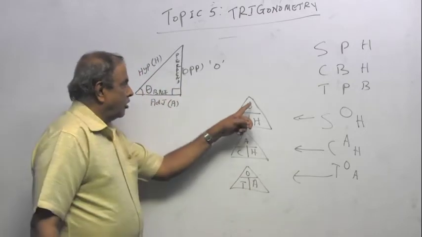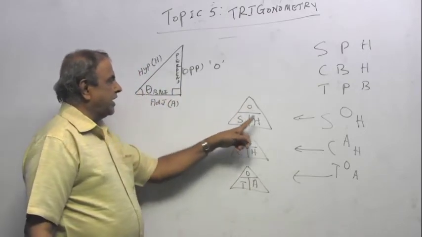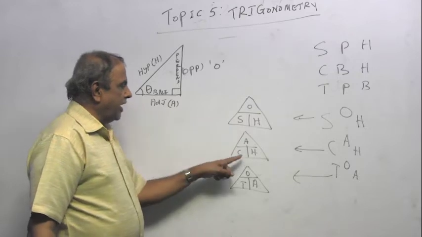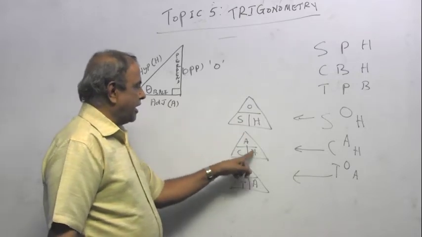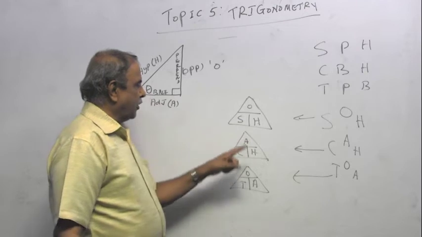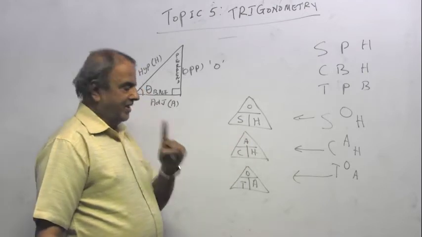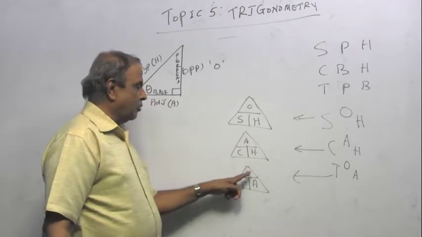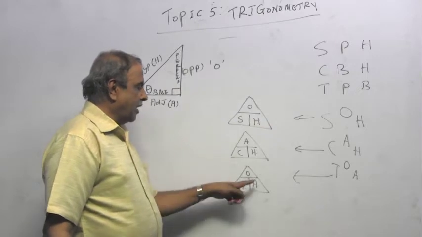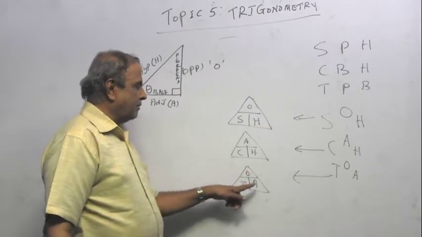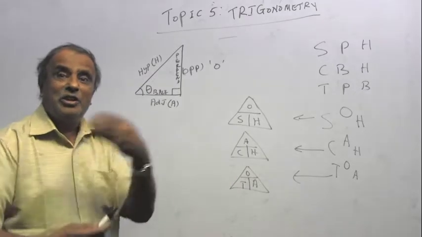Because to find the opposite side, multiply sine and hypotenuse. To find the cosine, you divide adjacent by hypotenuse. To find the hypotenuse, divide adjacent by cosine. And to find the tan, divide opposite by adjacent. If you want to find the opposite side, multiply tan by adjacent. So it's easier to remember that way.